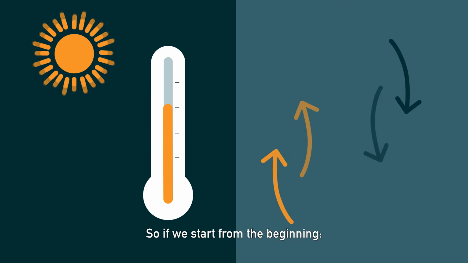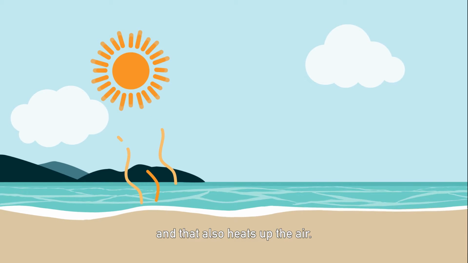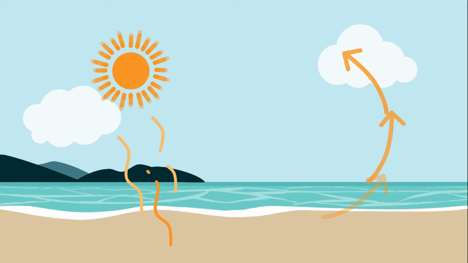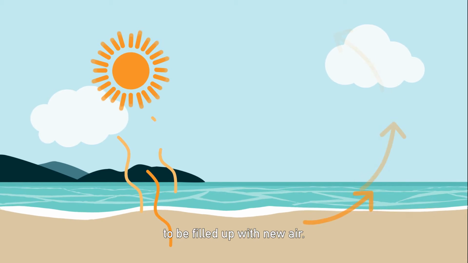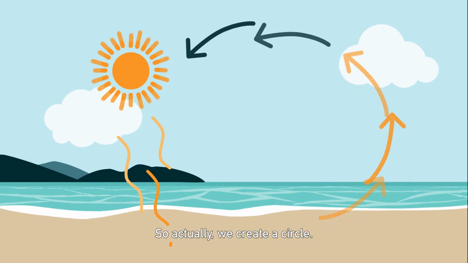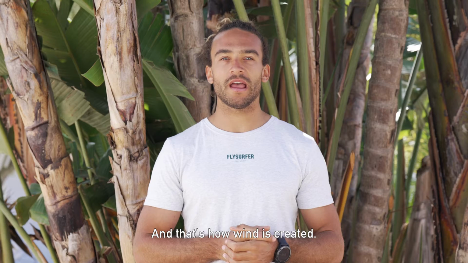So if we start from the beginning, the sun is shining on the soil, which heats up the ground, and it also heats up the air. Warm air is lighter than cold air, so it rises, which makes room to be filled up with new air. So actually we create a circle. Warm air is rising, which needs to be filled up with cold air, and that's how wind is created.